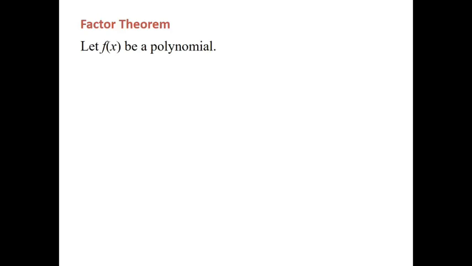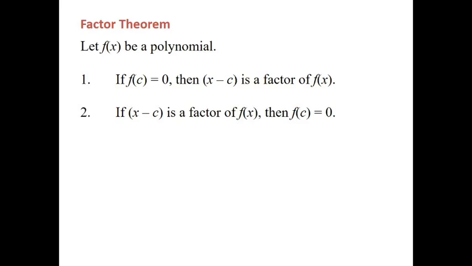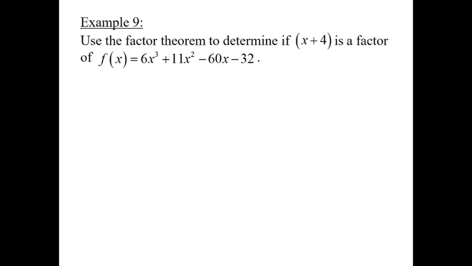The factor theorem: if f of c equals 0, then x minus c is a factor of f of x, which I've already mentioned. We've already talked about it. If x minus c is a factor of f of x, then the remainder will be 0. Okay, so it kind of works. That's just stating that same fact two different ways. So use the factor theorem to determine if x plus 4 is a factor. So what we're going to do, remember, since that's a factor in parentheses, I'm going to divide by the negative 4. I'm going to divide by the value of x.